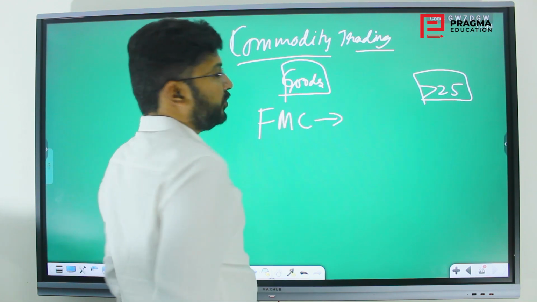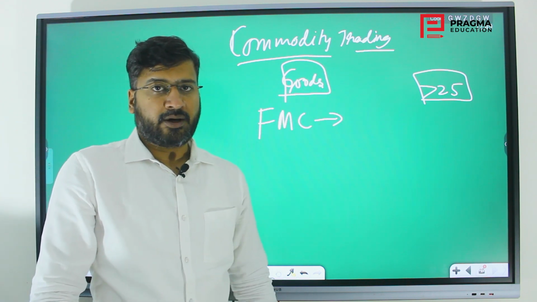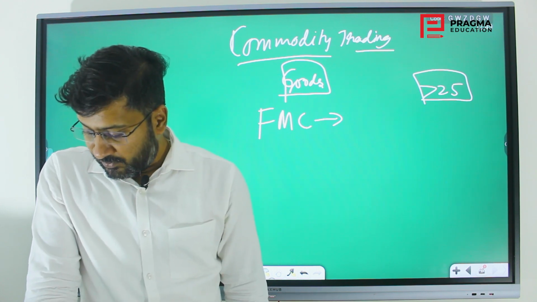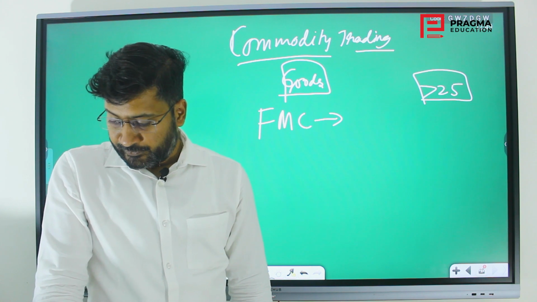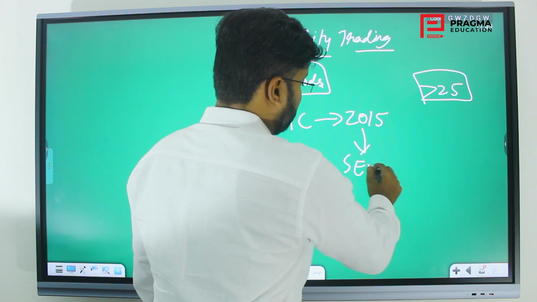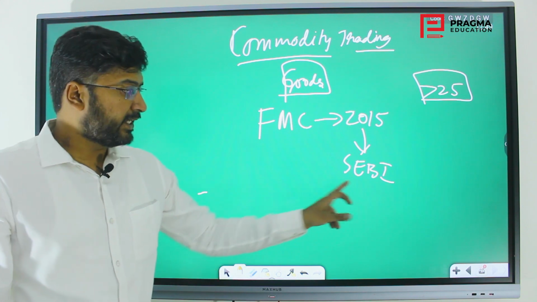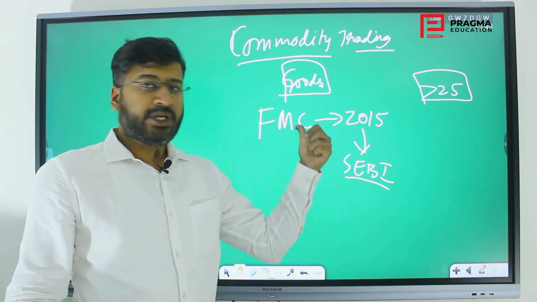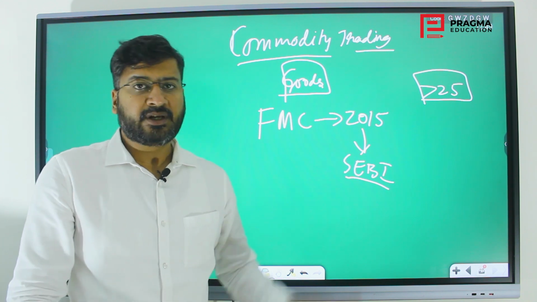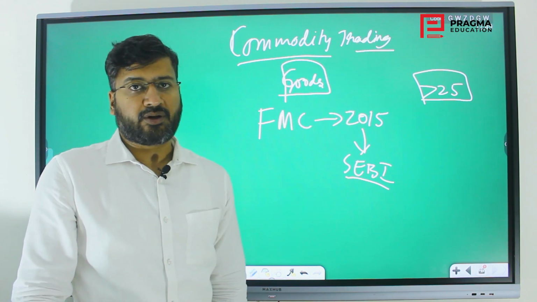As we have seen, the Forwards Market Commission used to regulate commodity trading, or futures and forwards trading, earlier, till 2015. In 2015 it was merged with SEBI. Now who takes care of commodity trading and other forward contracts, future contracts and everything? It is SEBI. Earlier it used to be the FMC, the Forwards Market Commission. It was a regulatory body. Now it is merged with SEBI, and SEBI oversees the whole commodity trading aspect.